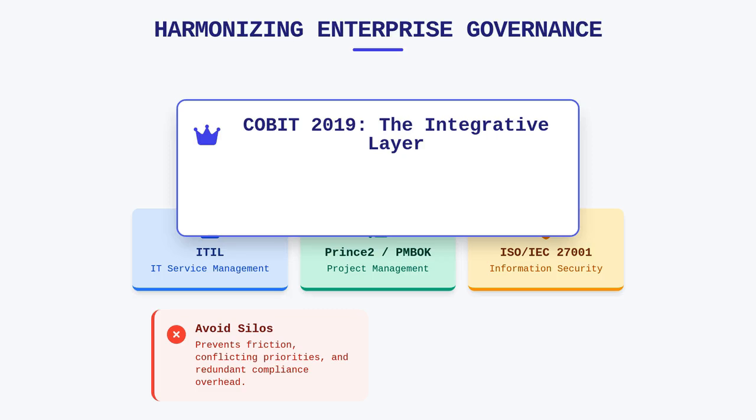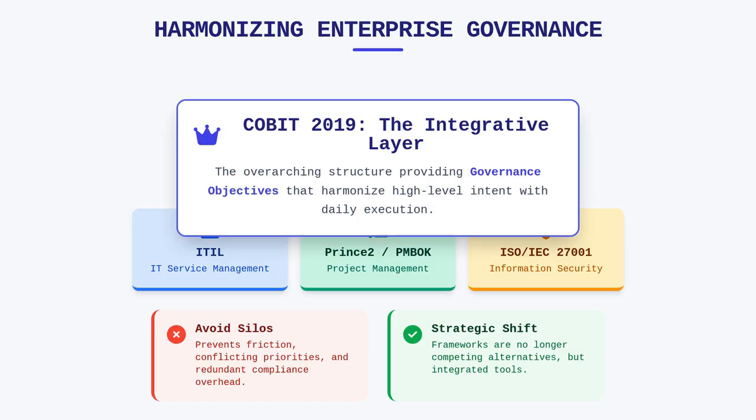By positioning COBIT as the integrative layer, we move away from the dangerous mindset that these frameworks are competing alternatives. Instead, we treat COBIT as the source of governance objectives that inform the operational requirements of service management, architecture, and project delivery. This shift allows us to harmonize high-level governance intent with the granular practices needed for daily execution.